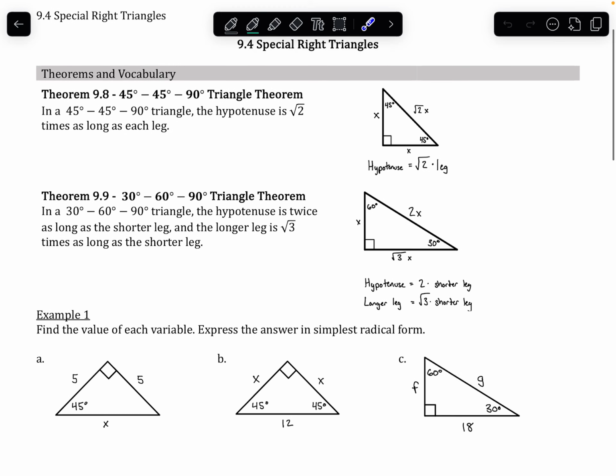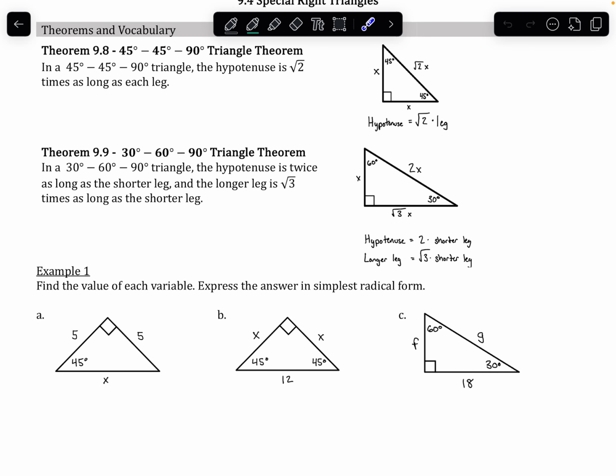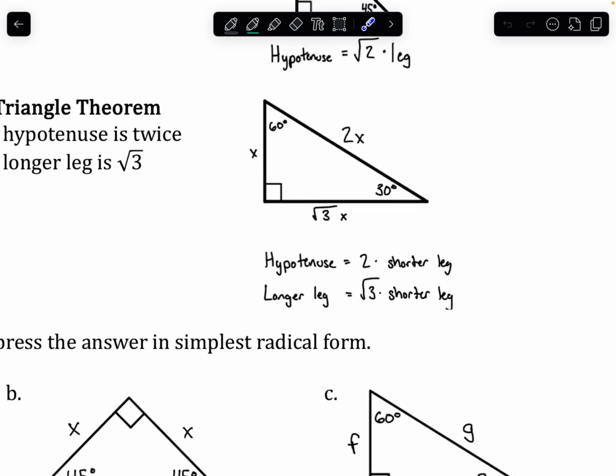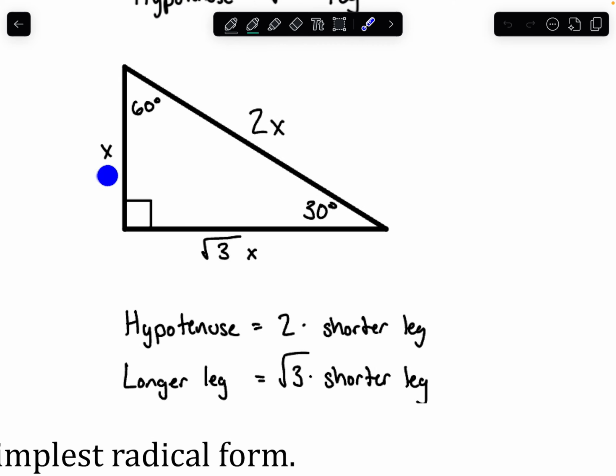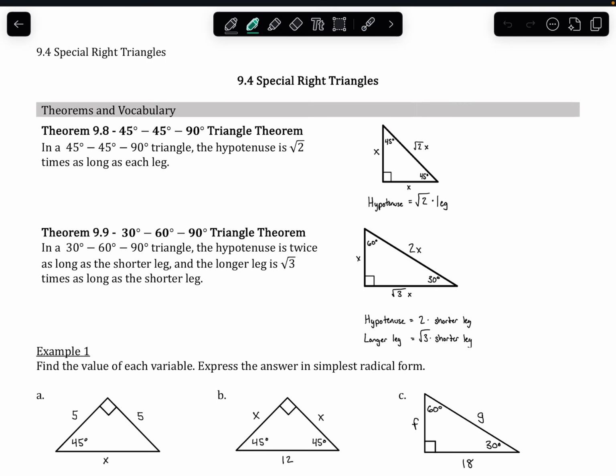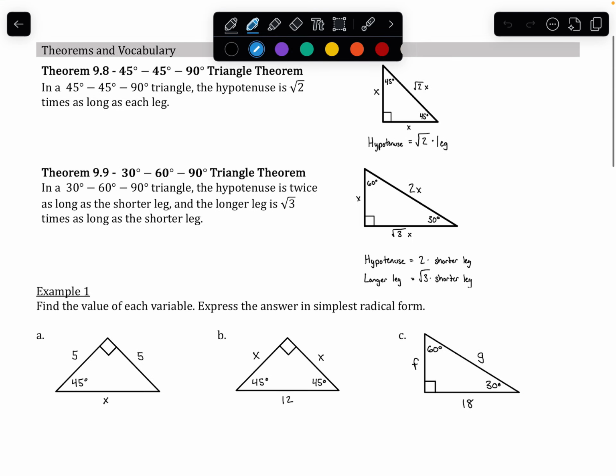Now, our other triangle we're going to talk about is a 30, 60, 90 triangle. And what we know about this triangle is if we know our short leg, x, or if we don't, we say it's x, we can say the hypotenuse equals 2 times the short leg. So I find that 30-degree angle, I go across, I see it's x, my hypotenuse is going to be 2x. Now, my long leg, which is across from the 60, is going to be square root 3 times the short leg of x.